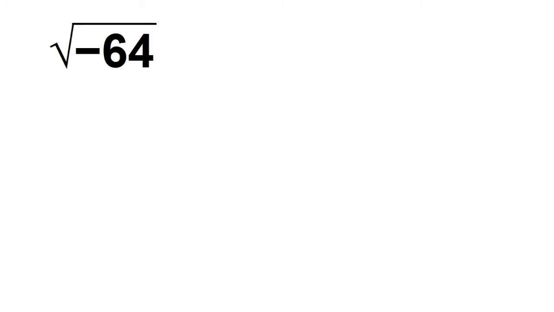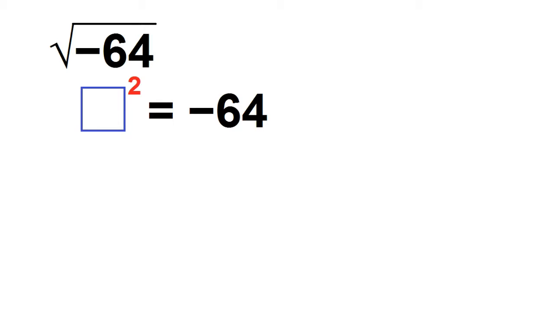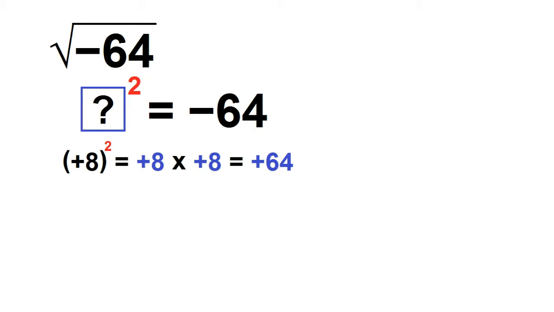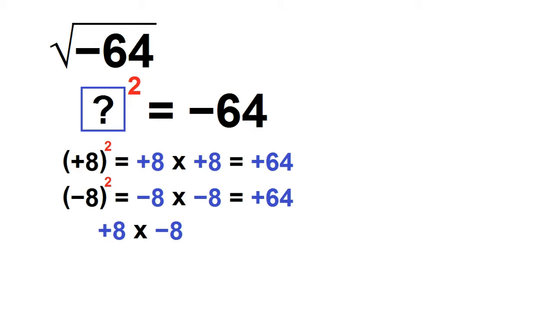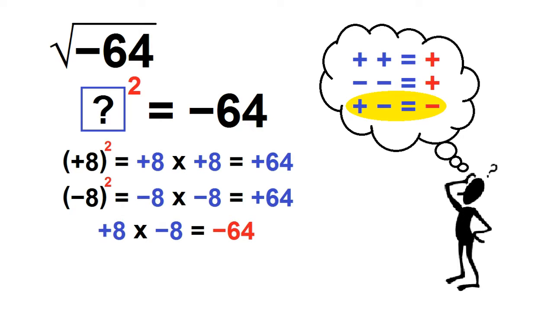If we take a look at the square root of negative 64, remember that that's like saying something squared is negative 64. You're trying to find the number that can fit in the blank. Now, positive 8 squared is positive 64, and negative 8 squared is also positive 64. The only way to get a negative product is if we have positive 8 times negative 8, because a positive and a negative make a negative.